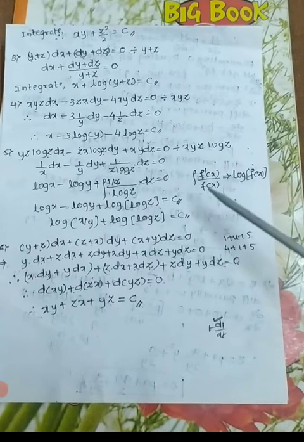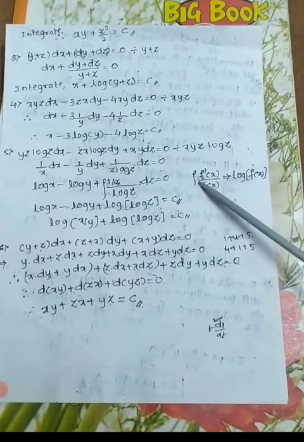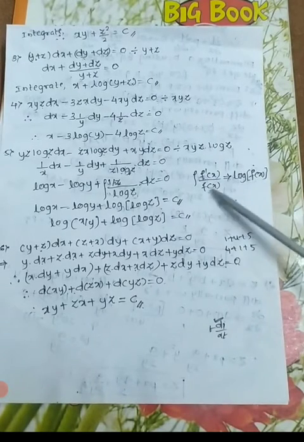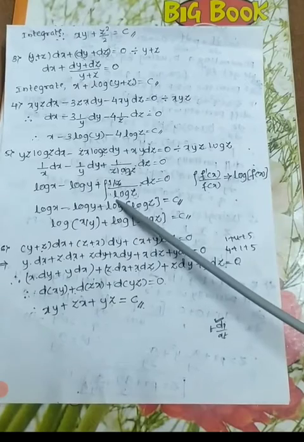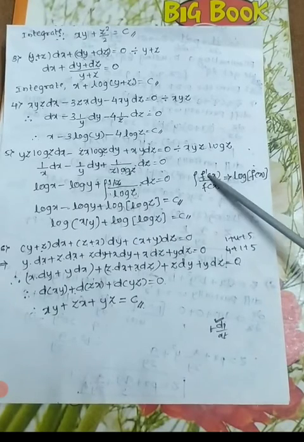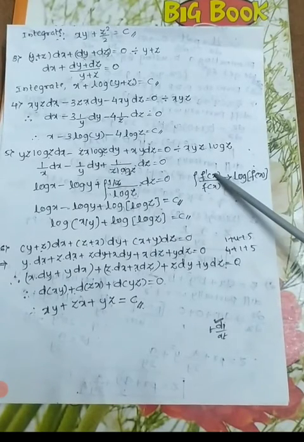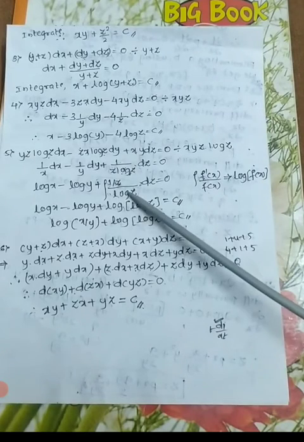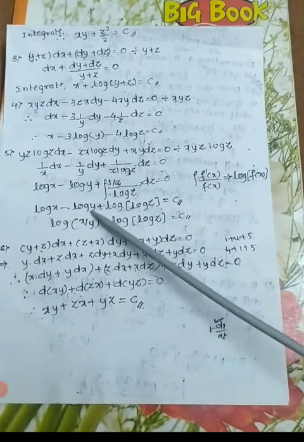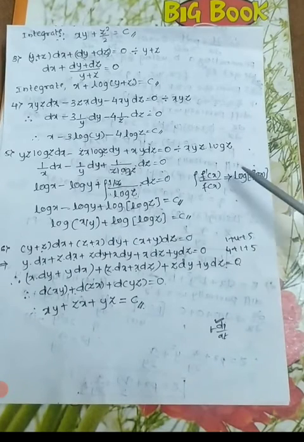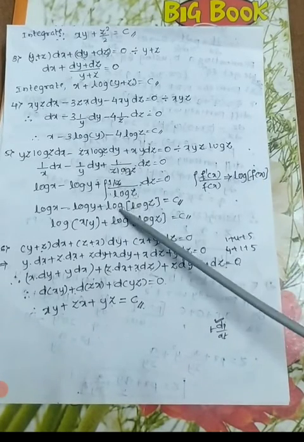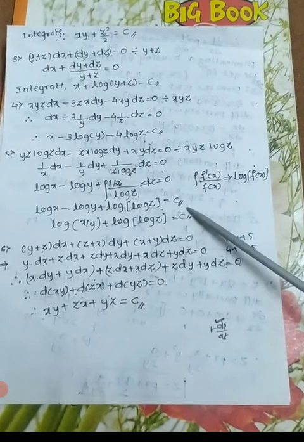Here I am applying this formula: the integration of f dash of x divided by f of x is what? That is log of f of x. Okay, f of x is what? That's log z. f dash is what? 1 by z. We know that the differentiation of log z is 1 by z. Then for f of x we have log z. Therefore, this is as it is. You will get log of log z, because the formula is log of f of x, and f of x is log z. That's why log of log z is equal to c.